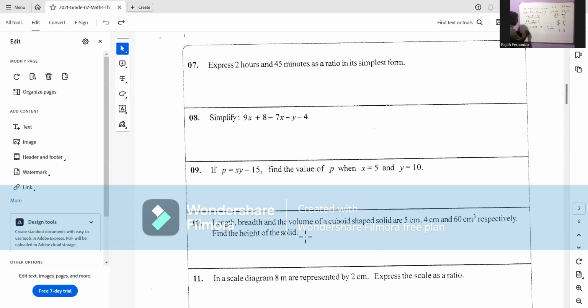P is equal to, substituting 5 instead of x, multiplied by y which is 10, then minus 15. Then p is equal to 50 minus 15. Therefore, p is equal to 35. This is the answer.